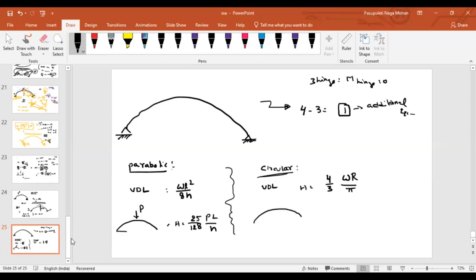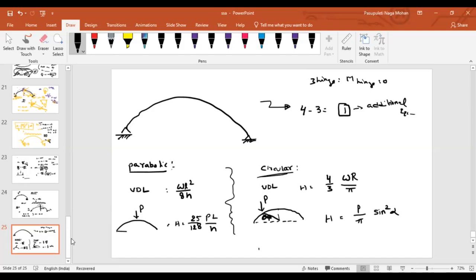Similarly, if there is some force P, as I told you, if it is a circular arch, any point can be defined by an angle theta. If the force P is at an angle theta, then your horizontal thrust will be P by pi sine square alpha.